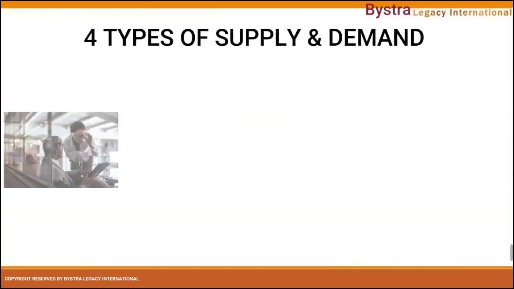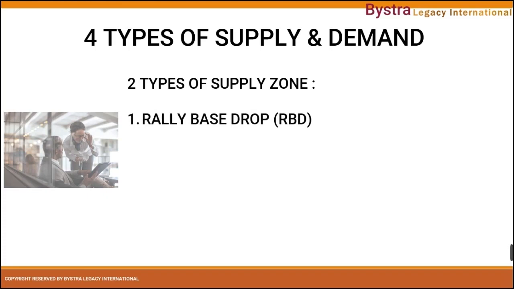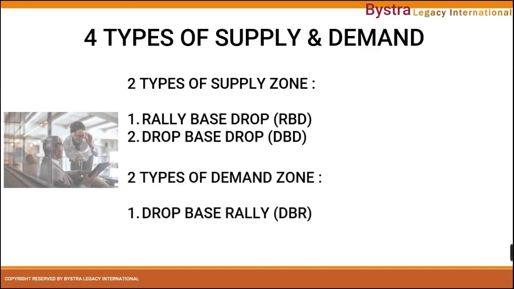Next, let's have a look at the types of supply and demand. There are 4 types of S&D, 2 of which are supply zones. The supply zone consists of 2 types: the Rally Base Drop and also the Drop Base Drop. The other 2 types are demand zones: the Drop Base Rally and also the Rally Base Rally. I will show you a few examples later on. Most important, guys, you have to remember these 4 types of supply and demand.